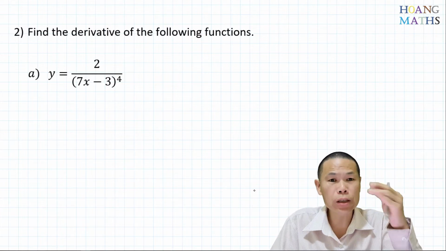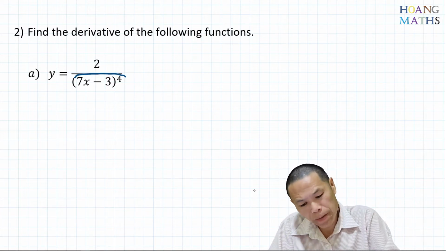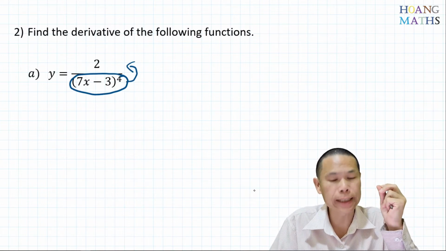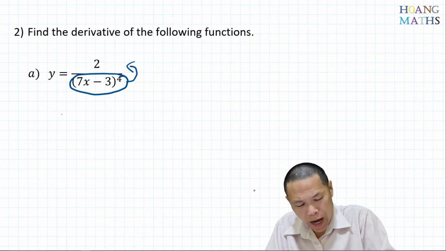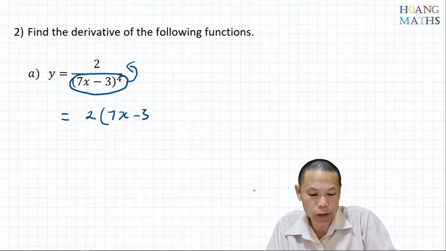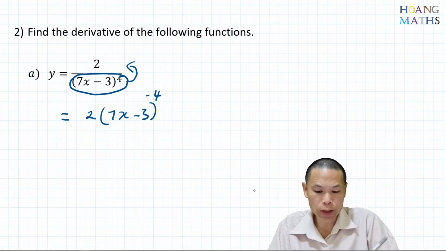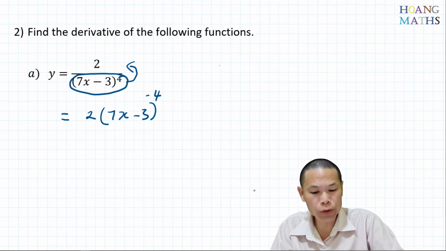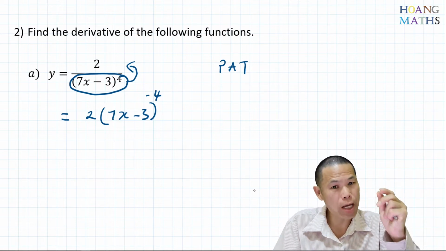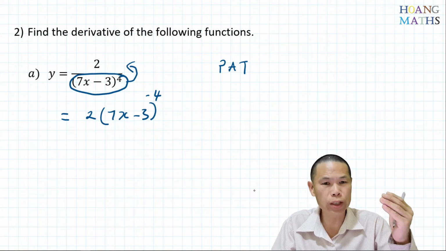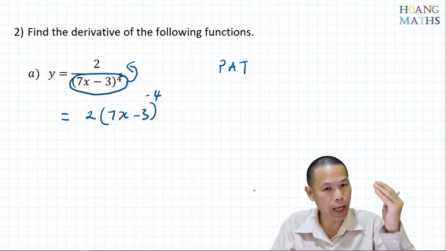So to do these questions, first of all, we need to bring this one up first. So it becomes a negative index, okay? So that y is equal to 2 times (7x minus 3) to the power of negative 4. Now I can differentiate this. So to differentiate this, I use power, I use angle and trig. That means I differentiate the power and then we differentiate the angle, okay, and then trig, okay. So in this case, we don't deal with trig yet, okay. So we just do power and angle first.